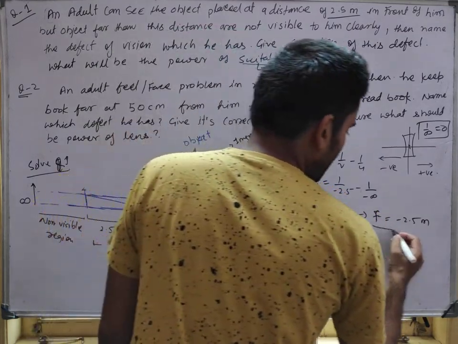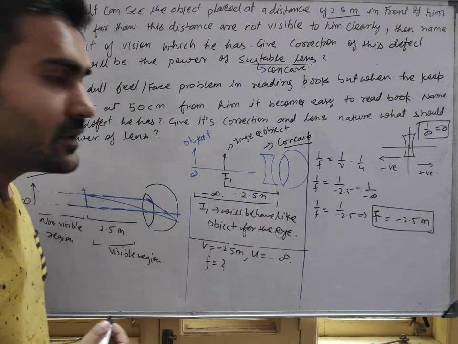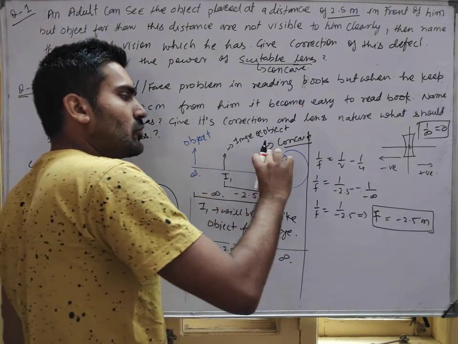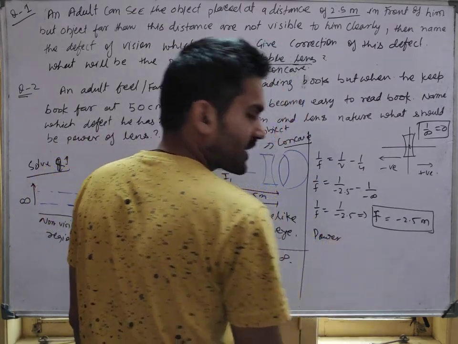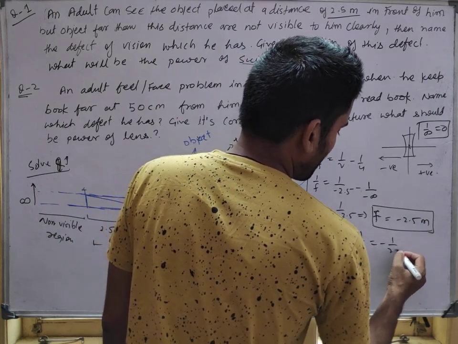Okay, so this is the focal length of the concave lens, which we will use for correction. Correction we can do by a concave lens. Okay, so what will be the power of the concave lens? The power will be 1 upon f. So it is minus 1 upon 2.5.